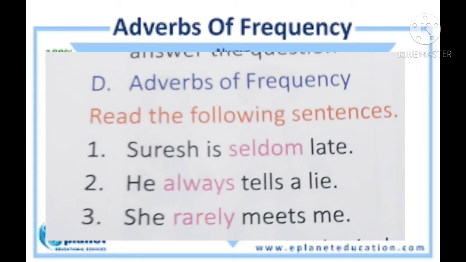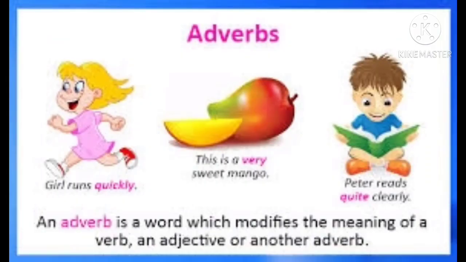Suresh is seldom late. How often is Suresh late? Seldom. She rarely meets me. How often does she meet you? She rarely meets me. So seldom, always, rarely, these are examples of adverbs of frequency. They tell us how often someone does something or how often something takes place.